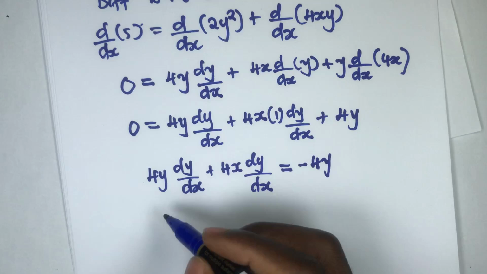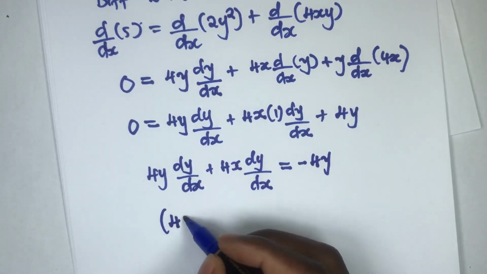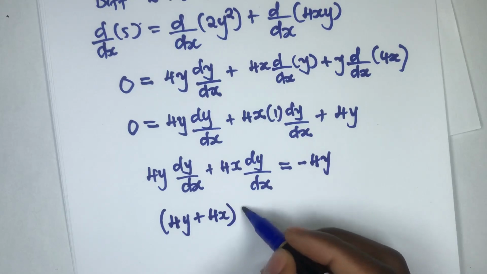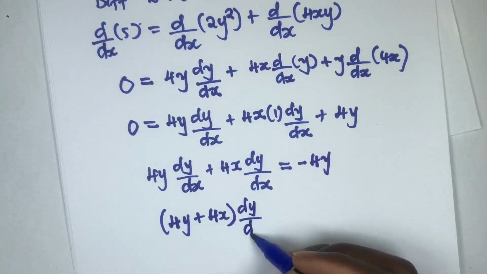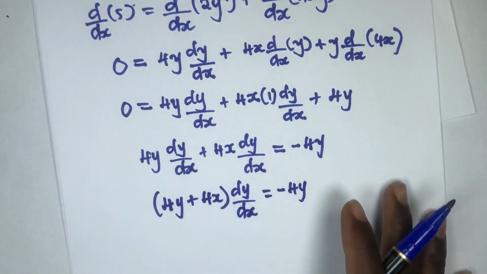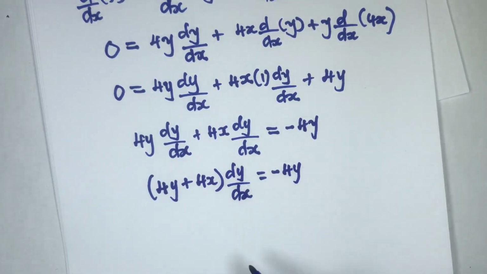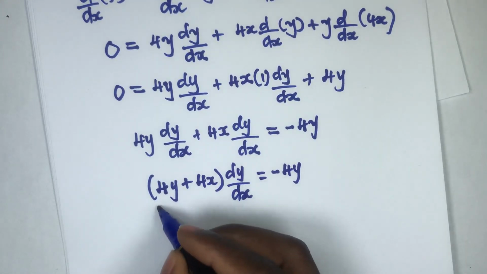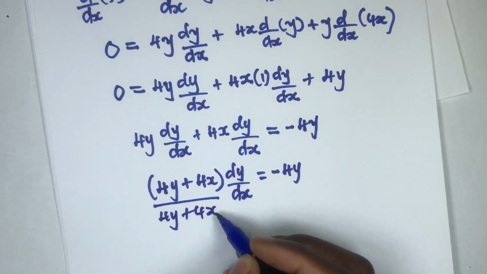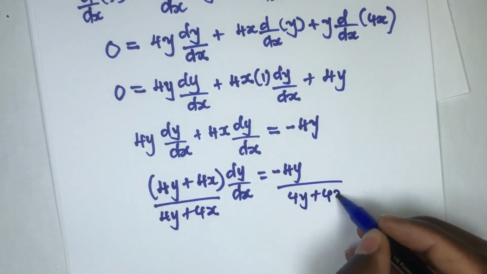So when we do that, you notice that we're going to have open brackets 4y plus 4x close brackets there, we have dy/dx equal to negative 4y like this. So now, since we want to find dy/dx here, it means that we're going to divide both sides by 4y plus 4x. Even this side we divide by 4y plus 4x there.